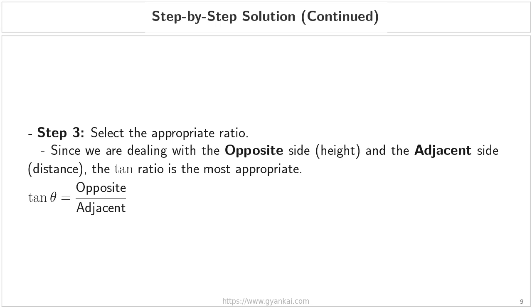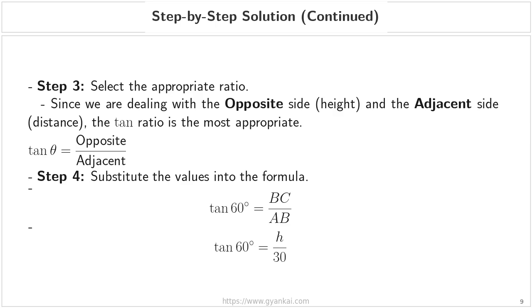As a formula, we express this as tangent theta equals the opposite side divided by the adjacent side. Moving into step 4, we will now substitute our specific values from the problem into this formula.